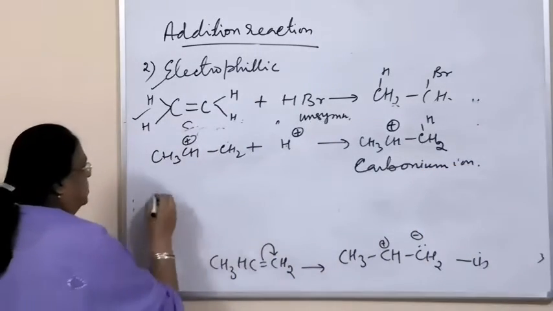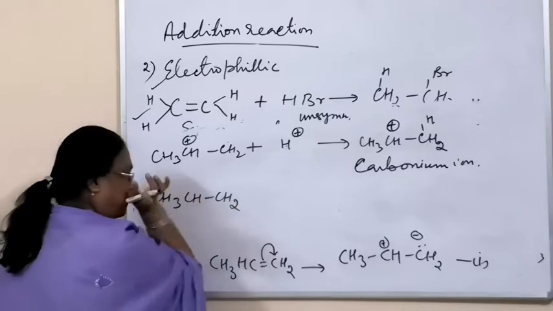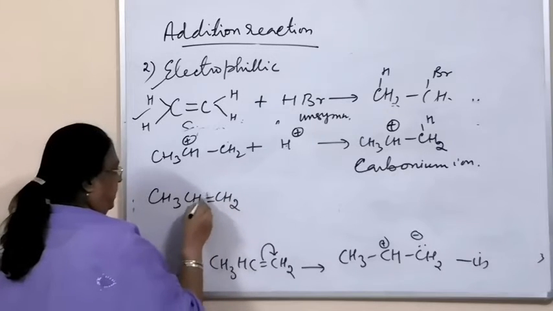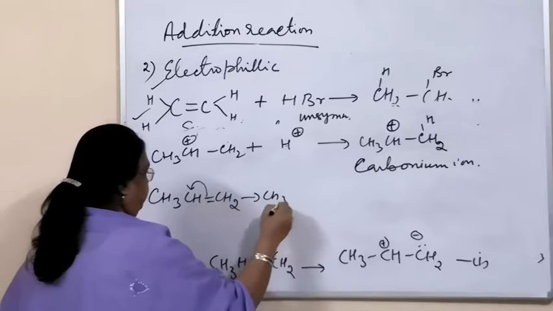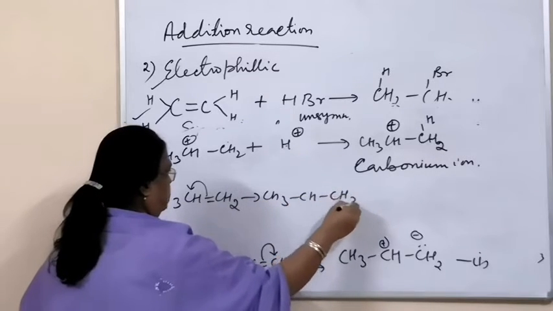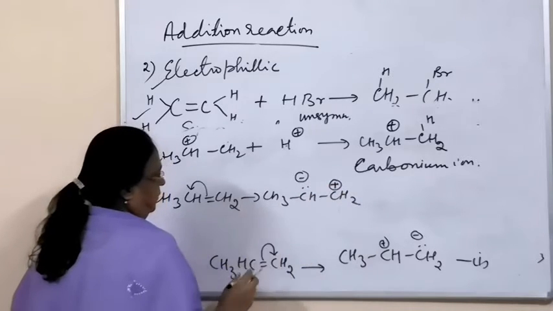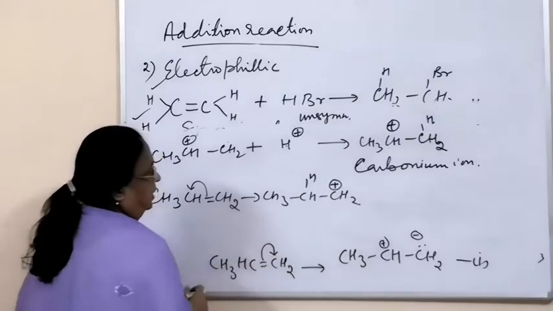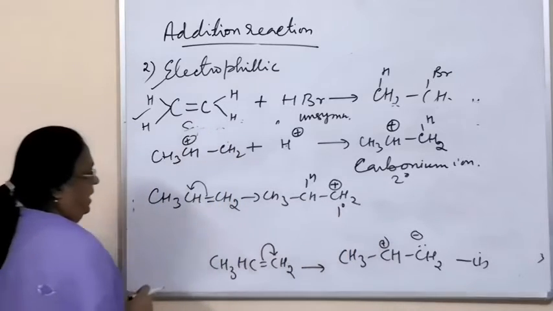Now if I just do the other way, CH2 here double bond, and if it breaks like this, so what you will have is CH3, CH single bond, CH2 with a lone pair negative, and here will be the positive. So H will be attacking here, so we will have this as carbonium ion. So this is secondary and this is primary carbonium ion.